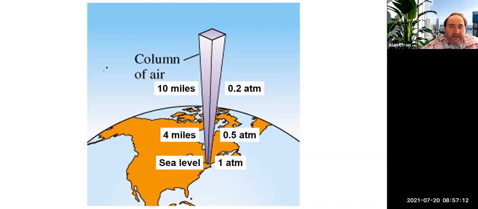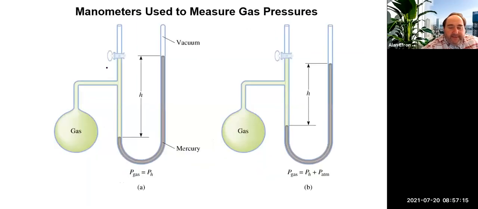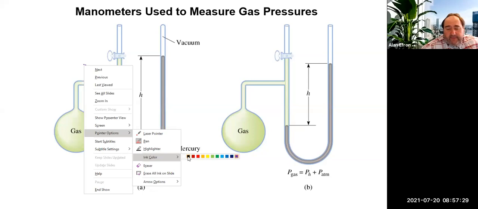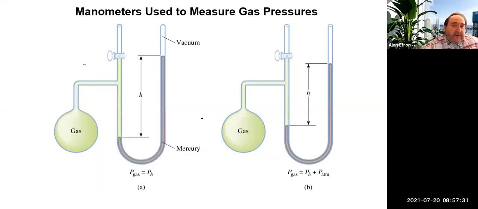So let's talk a little bit about some equipment that's used to study gases and pressures. These are manometers, and they're used basically to study the pressure of gases and allow you to figure out the pressure of gases. We have two types of systems. This is a closed system. You can see it's capped off there.